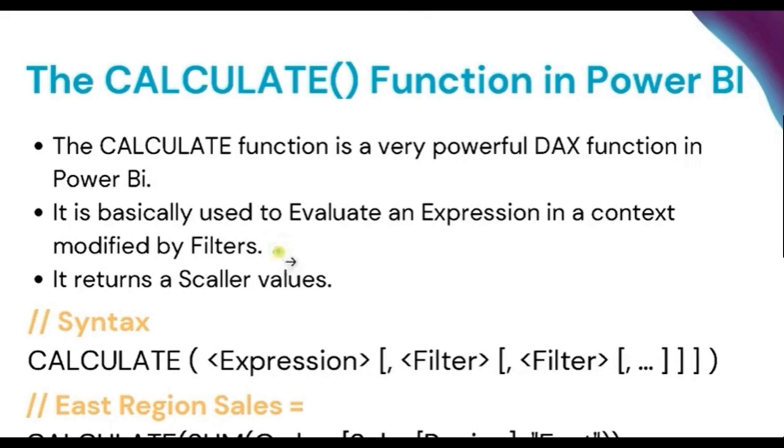And if we want to calculate East region sales, what do we need to write down? We should write CALCULATE(SUM(Orders[Sales]), Orders[Region] = "East") where the region is East or West or North or South. So here we want to calculate East region sales. So it should be CALCULATE, SUM within brackets, SUM of Orders Sales, then again within brackets Region equals East.